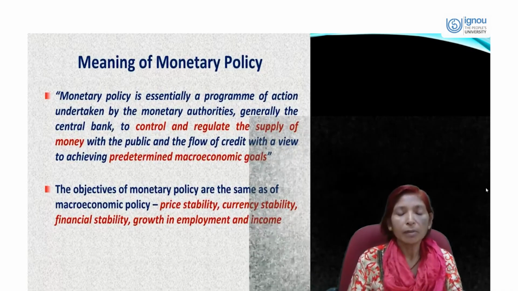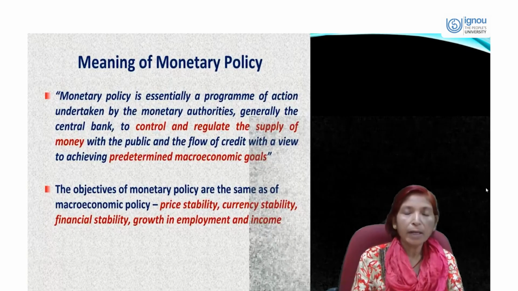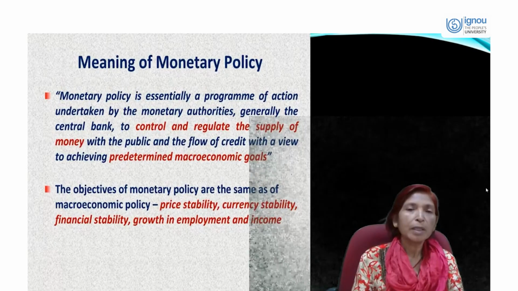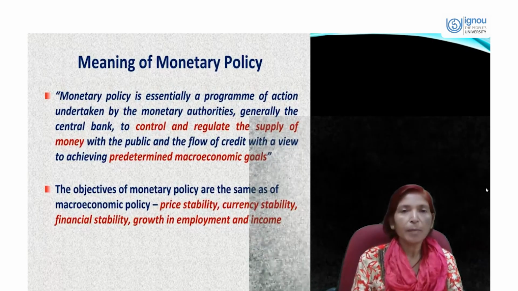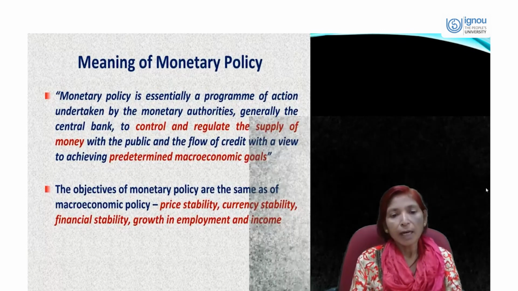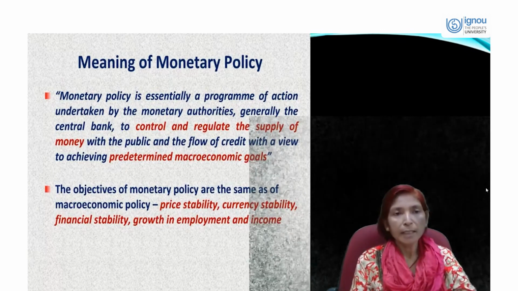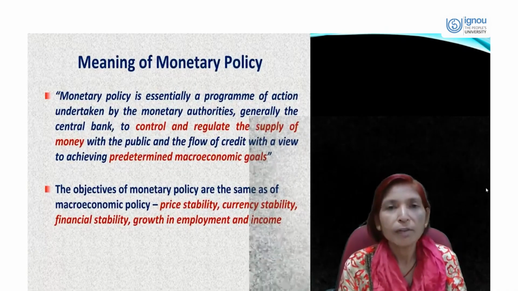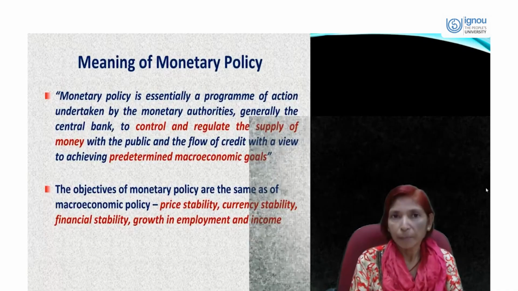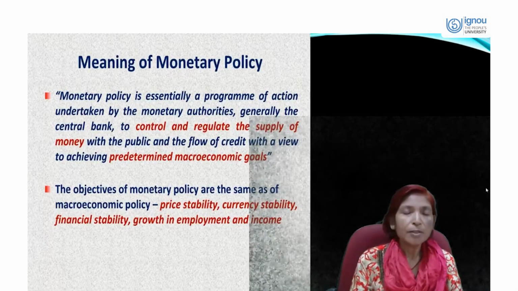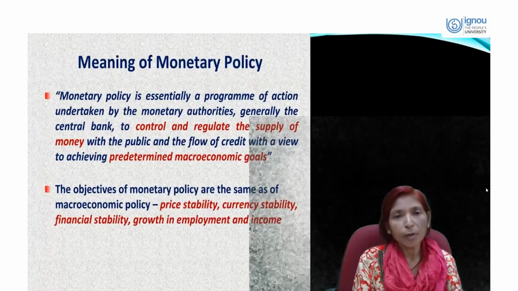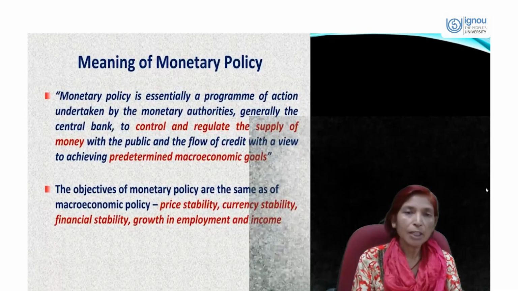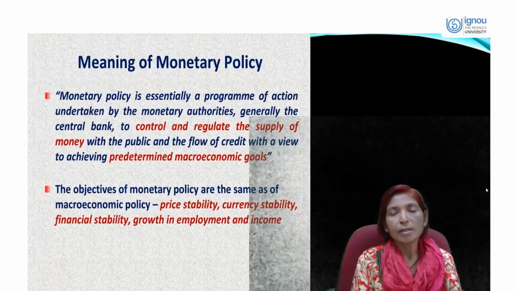So these are some instruments or tools by which monetary policy can work smoothly and RBI can control and regulate the supply of money. The main objectives of monetary policy are to stabilize the price level, to stabilize the foreign exchange rate, to maintain stability in the financial sector, and to promote growth in employment and income. So in this session we have discussed Fisher's quantity theory of money and some concepts of credit creation and monetary policy. The details of monetary policy and credit creation we will cover in the next session.